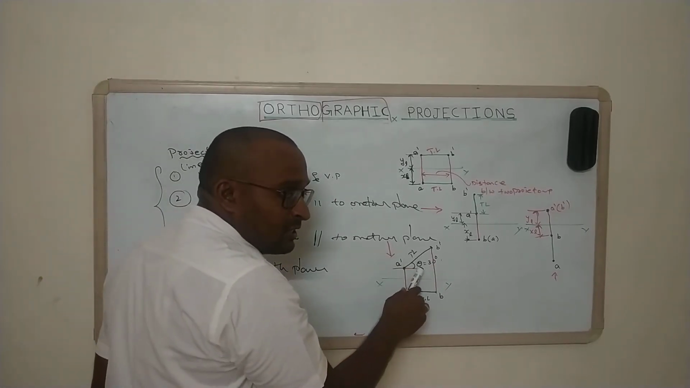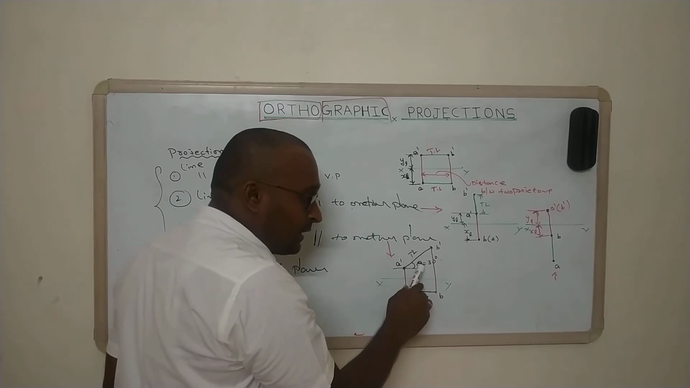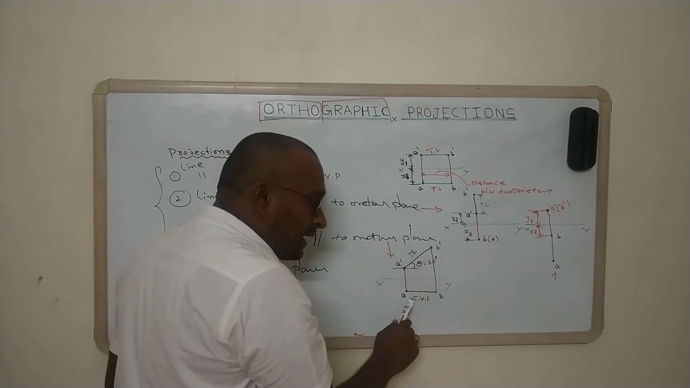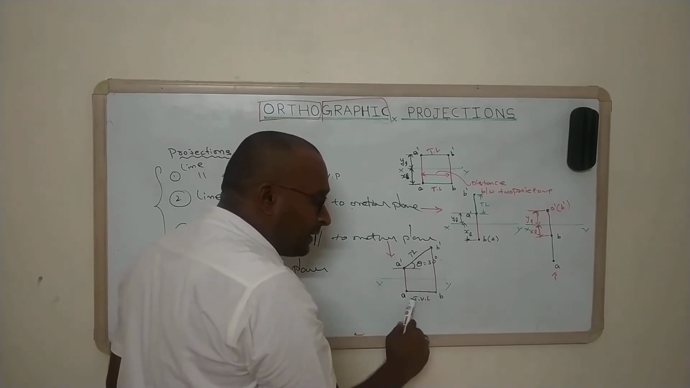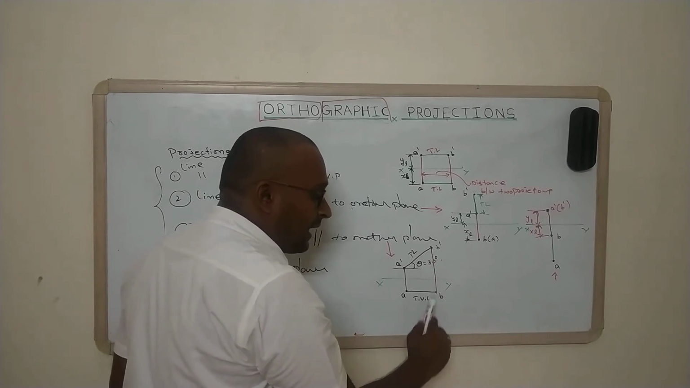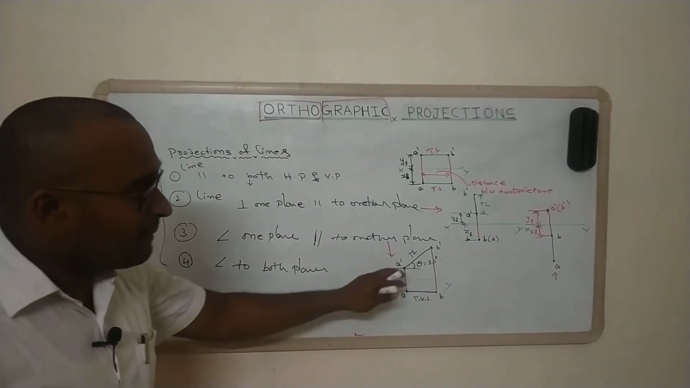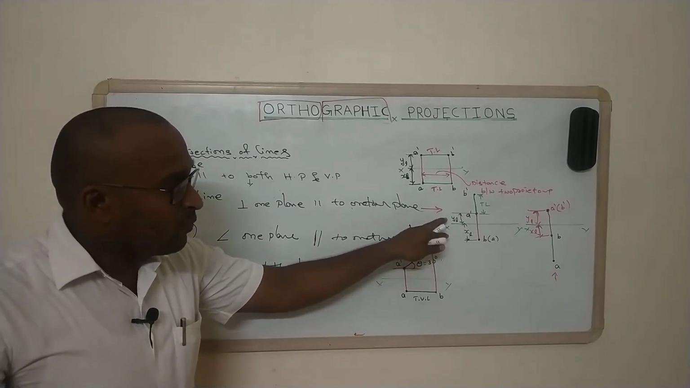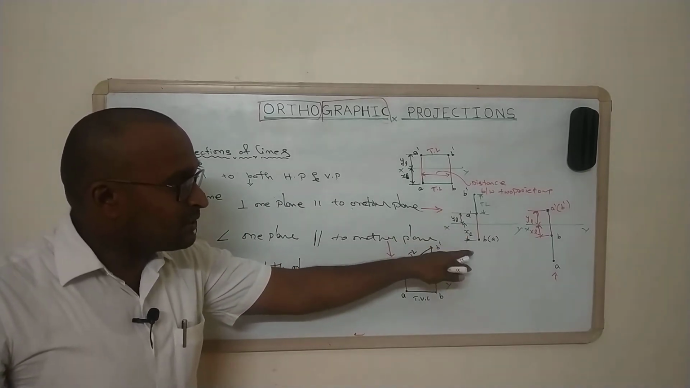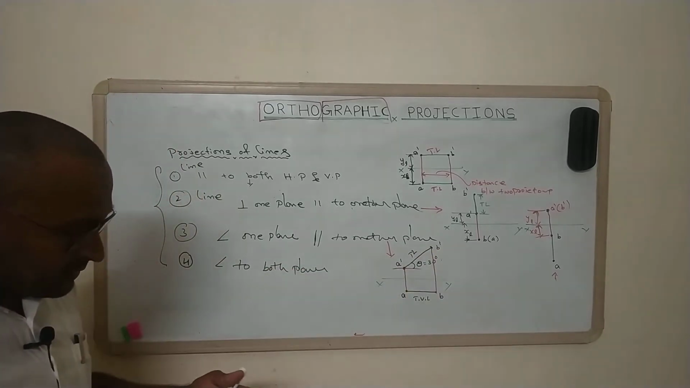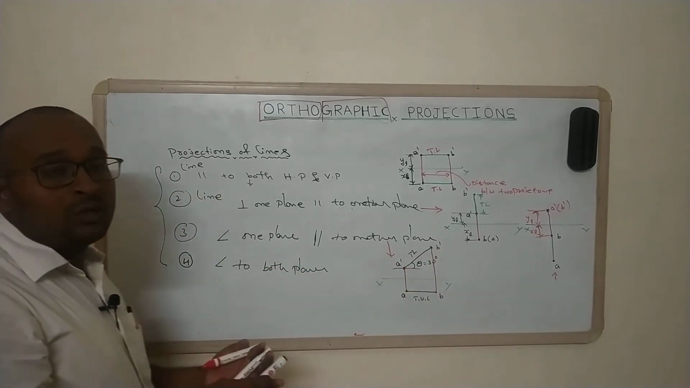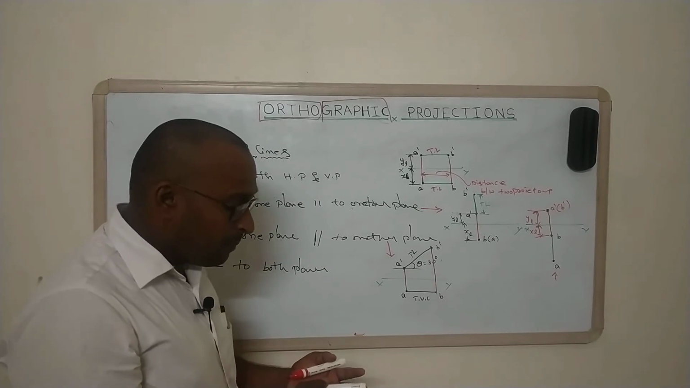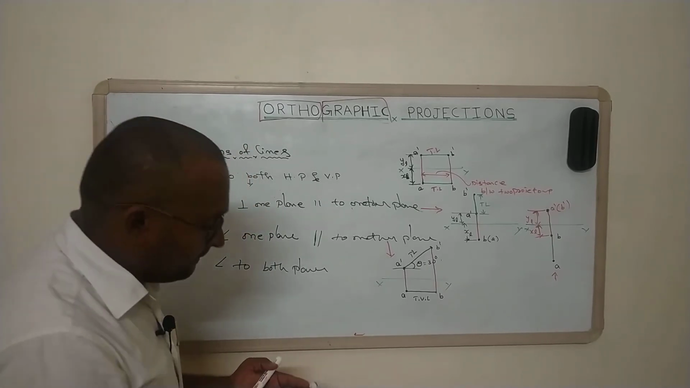The true inclination with respect to the HP is denoted by the letter theta, and the top view length is denoted by TVL. So please remember those terminologies: XY, A dash B dash, AB. These terminologies will help us to solve projection of planes and projection of solids, right?